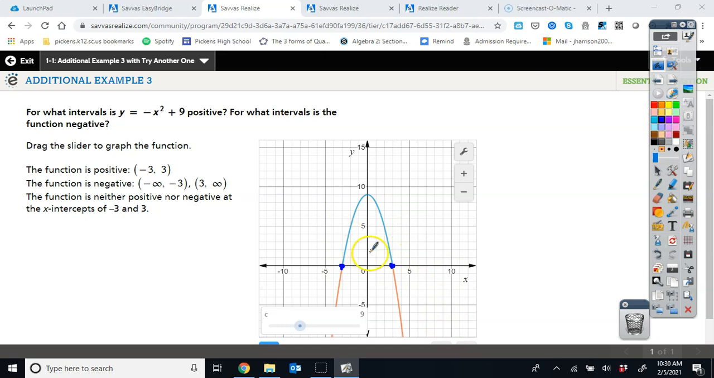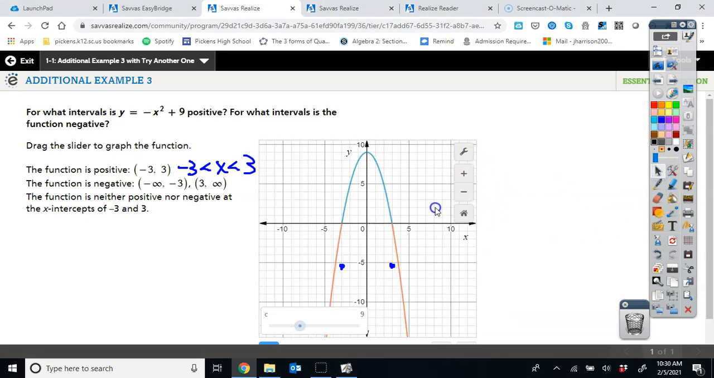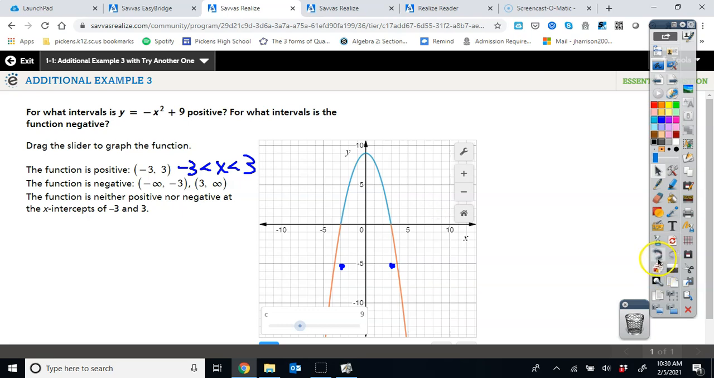So where is it positive? Well, the function is positive between -3 and +3. So the positive portion of the graph is from -3 up to +3. Notice that the function is negative, and I'm going to see if I can slide this thing up, if it'll let me. Yeah, there we go. And it moved my points around. I forgot I'd written over the top of it.